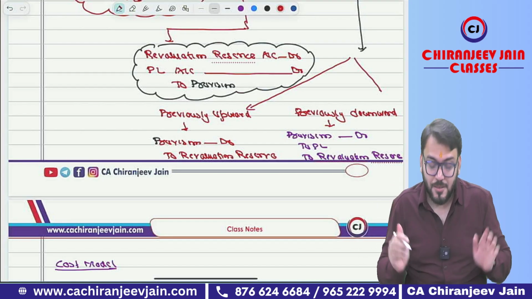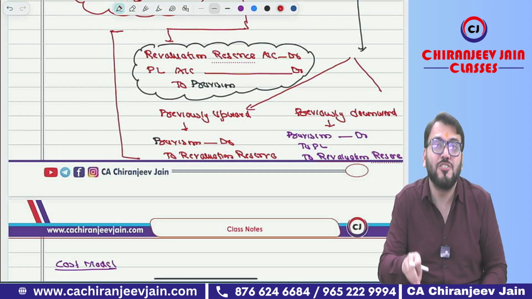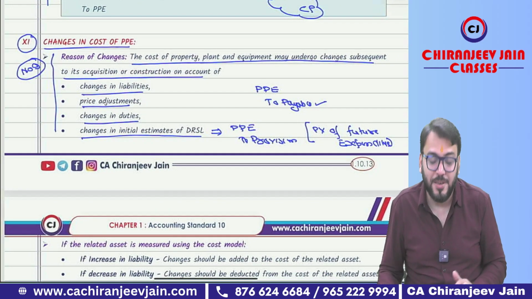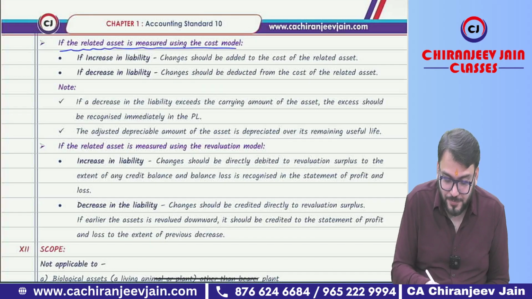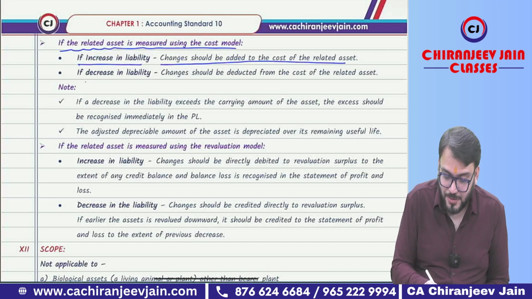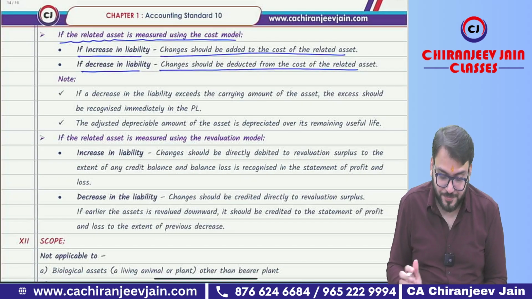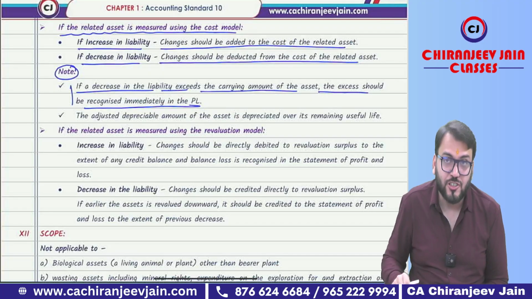That is the case. But believe me, it is not so important from the examination point of view, because a question of this nature has not been given in the ICAI study material. Now you can read, but I need to cover every point. What is given? If the related asset is measured using the cost model, the increase in liability changes should be added to the cost of the related asset. If there is a decrease in the liability, the changes will be deducted from the cost of the related asset. Note: if a decrease in the liability exceeds the carrying amount of the asset, the excess should be recognized immediately in PL.